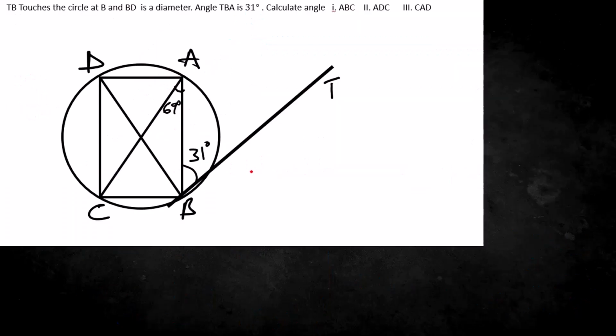Now let's look at the next example. Now TB is a tangent. So TB touches the circle at B. So if it happens this way, what is here is the same as what is here. And we have the same chord here. This side is the same as this side. Okay. Now the question says find angle ABC.